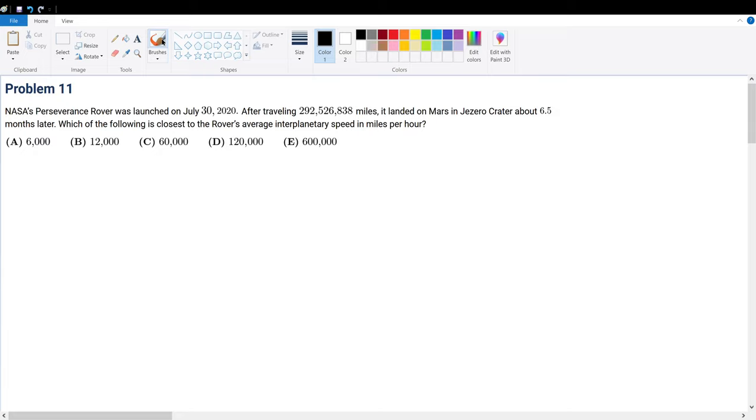Problem 11. NASA's Perseverance rover was launched on July 30th, 2020. After traveling that many miles, it landed on Mars about 6.5 months later. Which of the following is the closest to the rover's average interplanetary speed in miles per hour?